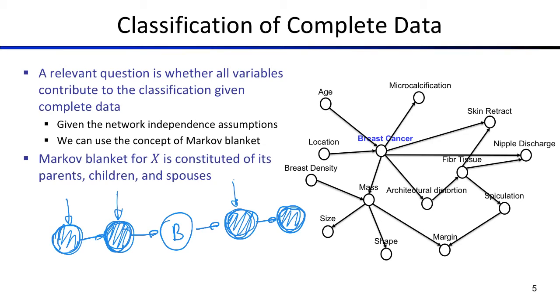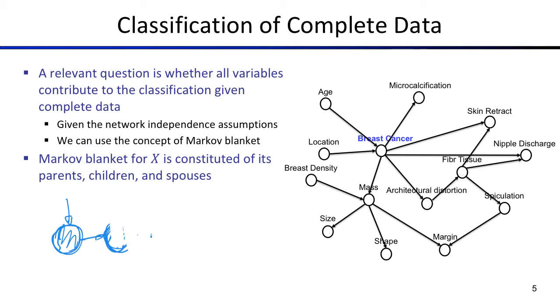So it's basically saying that even though we have this complex Bayesian network, and we are observing all the variables, not all of those variables will contribute to the decision of what is the classification for the breast cancer. So it will be important to understand which variables will contribute and which will not. And in order to know that, we can use the concept of the Markov blanket.